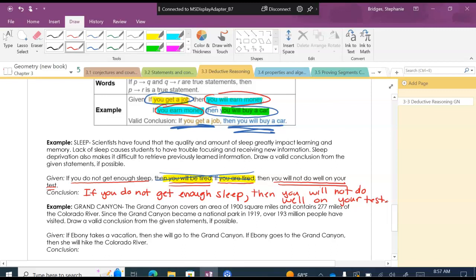Okay? So if the conclusion in the first statement matches the hypothesis in the second statement, then we can make a valid conclusion using the law of syllogism. We use the first hypothesis and the second conclusion. If those two don't match, then we just say not valid and we can't make a conclusion. And you just leave it, you just put not valid. All right. So take a minute and read that second one. See if you think you can make a conclusion. If you can, write it.